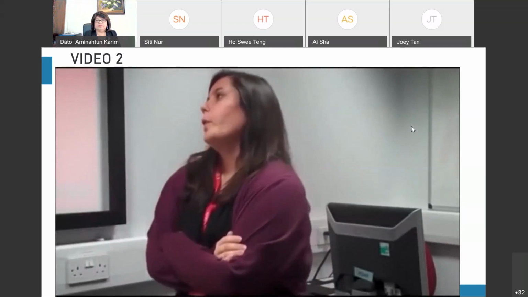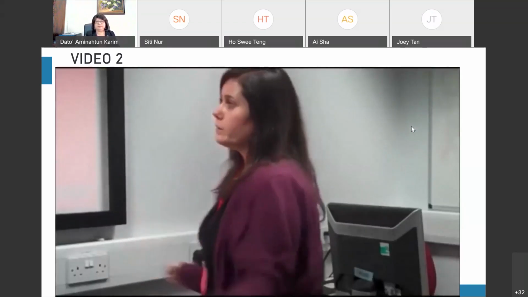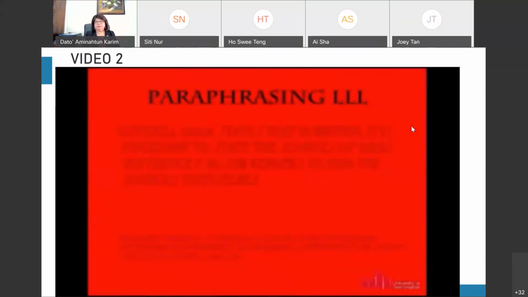This is an example of a quote. In academic writing, it's essential to state the sources of ideas and information. Such references allow readers to refer back to the sources themselves. I'm going to show you how to paraphrase it. Cottrell states that in writing it is important to state the sources of ideas. References allow readers to find the sources themselves.